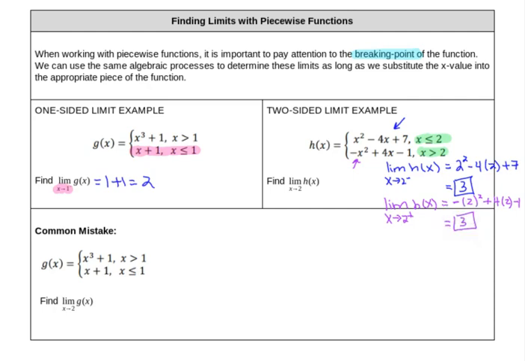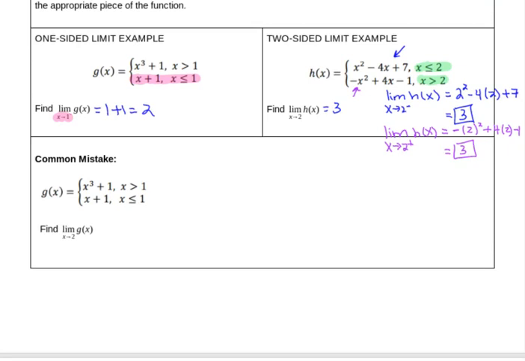And since our left and our right limits are equal to each other, we are able to say that the overall limit is 3. So whenever the limit that you're looking for is your breaking point, you do have to check both functions. Now, really quickly, there's a common mistake that happens here.